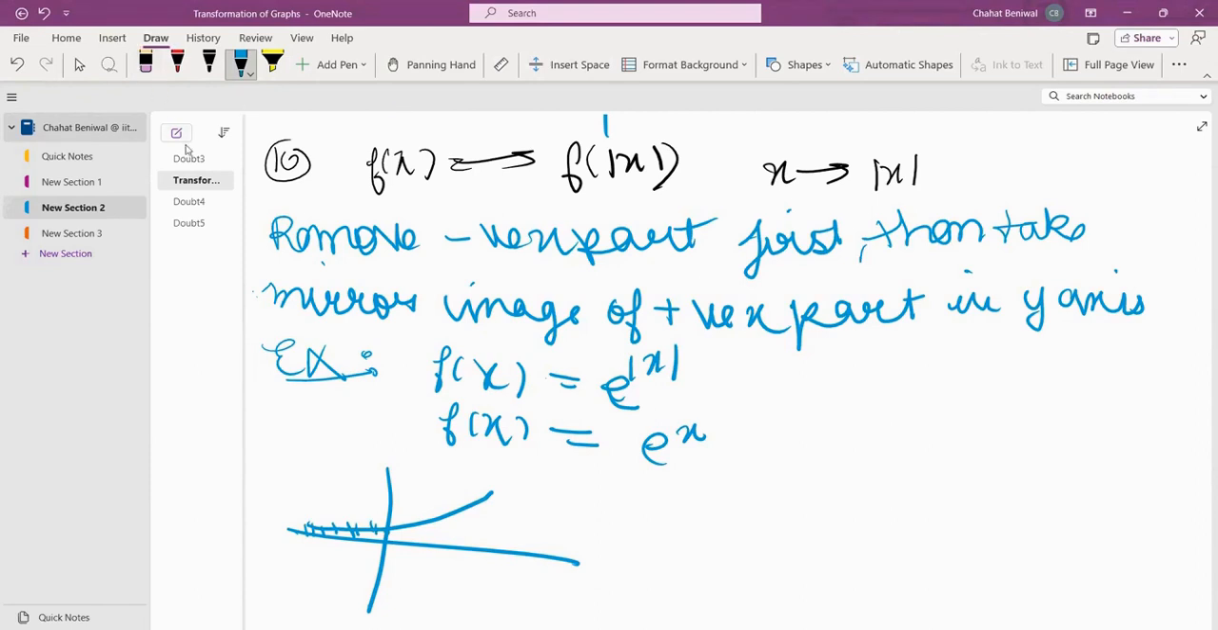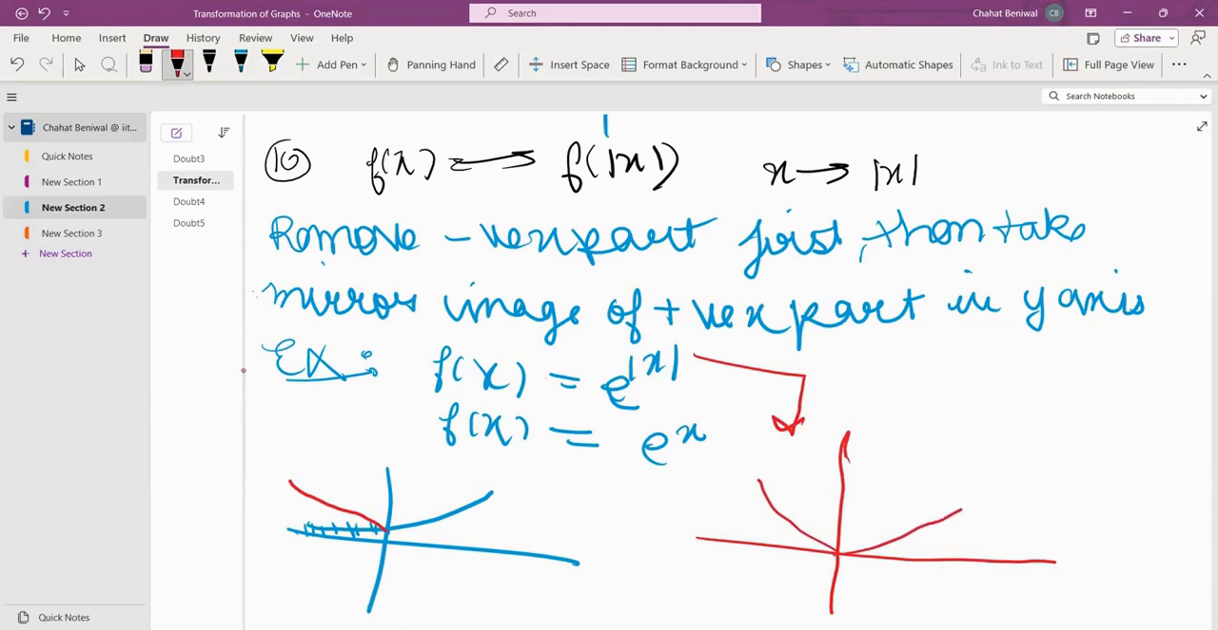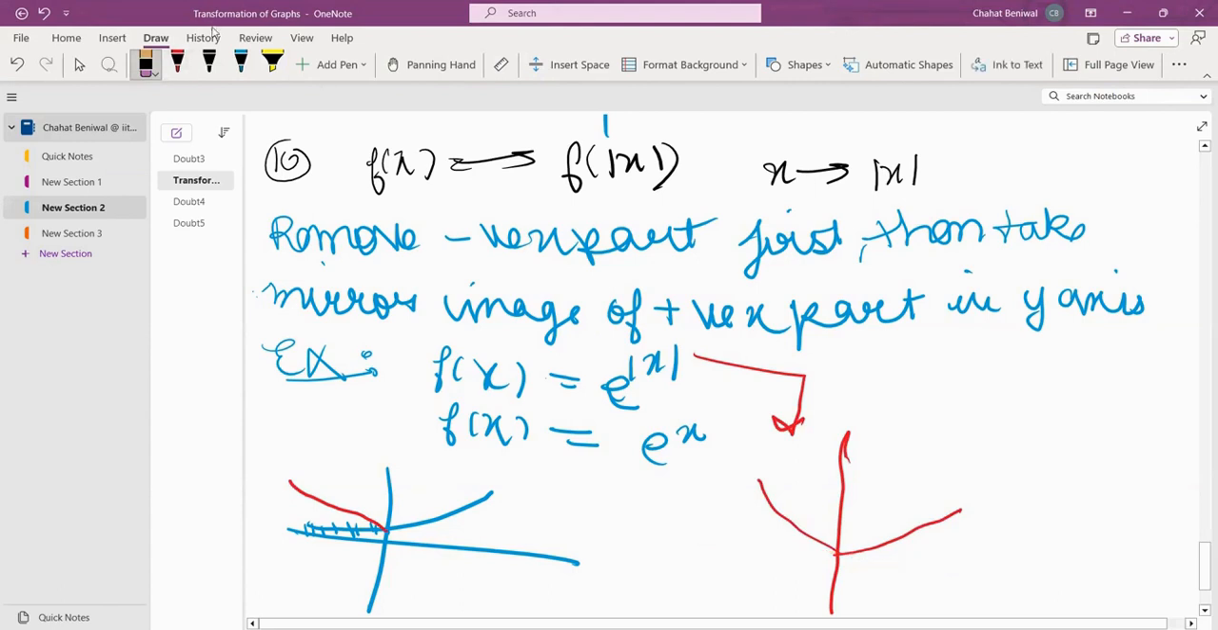So let me change the pen color. Let us take its mirror image, just like this. So our final graph is going to look like this. Sorry, not this, like this. I think we are done with all the transformations. Thank you.